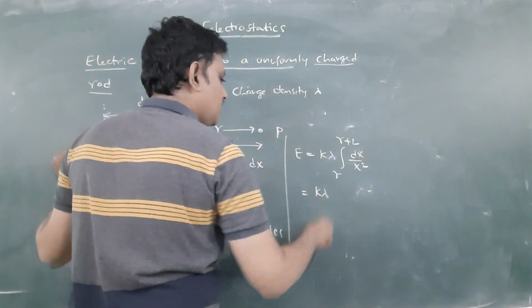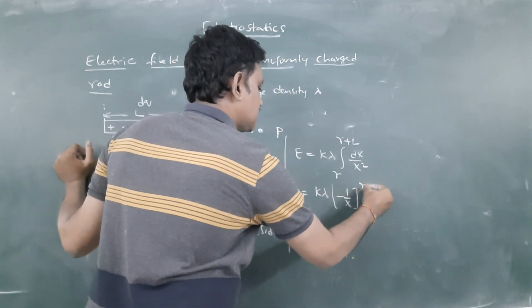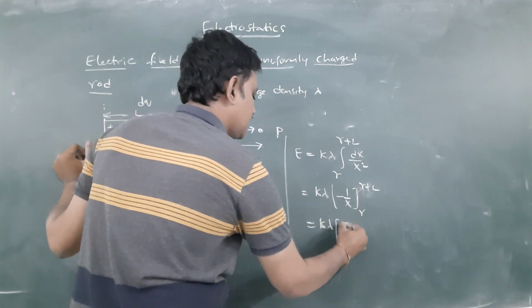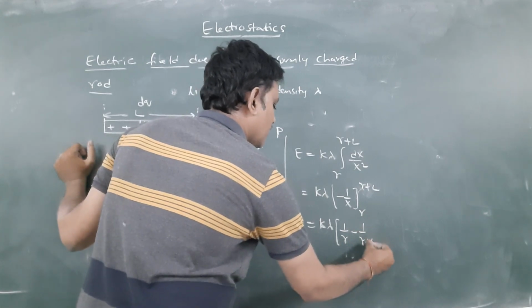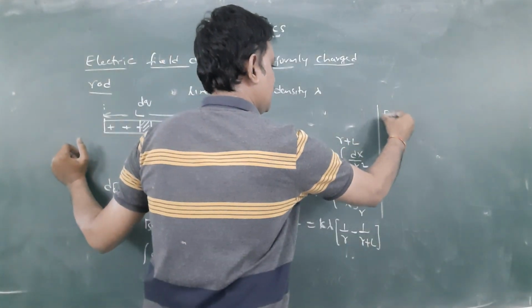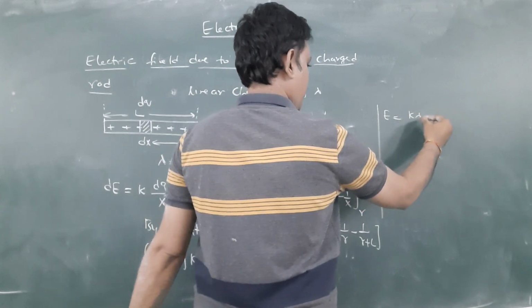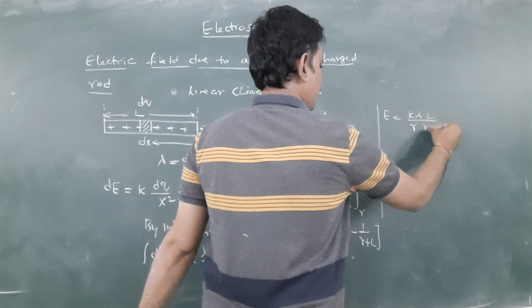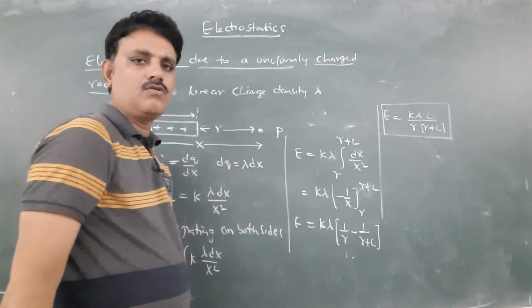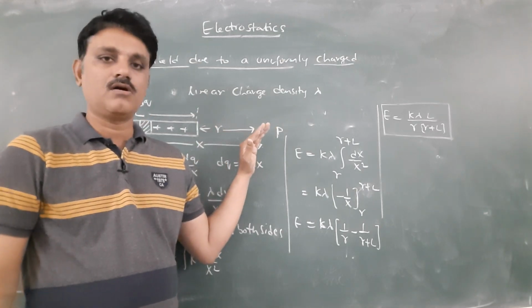So that is k lambda into the integral of 1 by x square, which is equal to minus 1 by x, with limits r to r plus L. If you substitute the limits, it gives k lambda into (1 by r minus 1 by r plus L). Finally, the electric field E is equal to k lambda into L by r into r plus L. This is the electric field due to a uniformly charged rod at a point on the axial line.